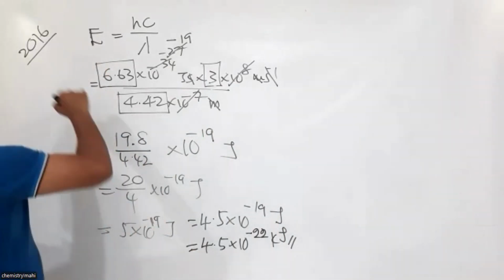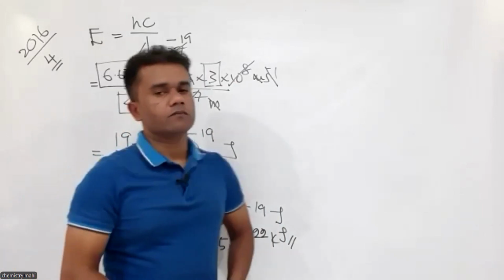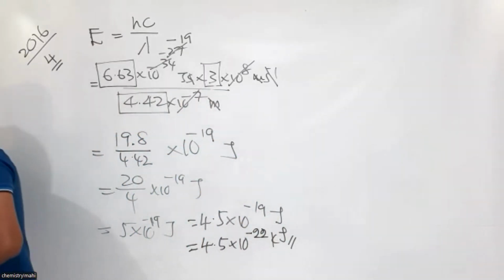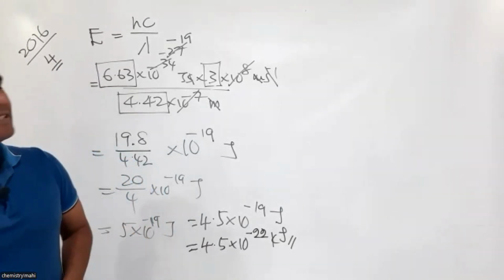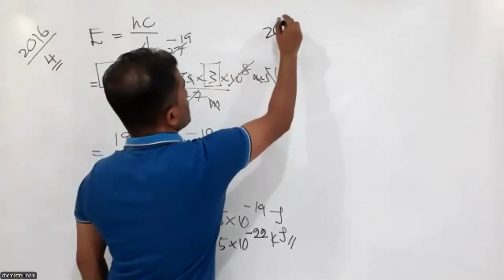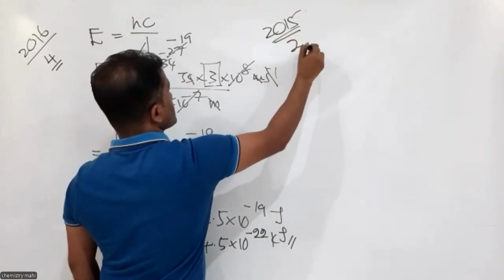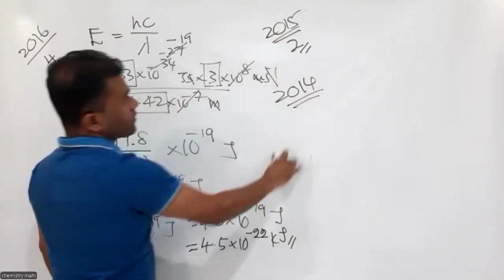So for 2016, the correct answer is the fourth one. Let's go to 2015. It's easy because a direct answer is there. Plum pudding, J.J. Thomson. Anyone can answer that one if you remember this one. 2015, plum pudding, it's J.J. Thomson, means it's the second answer. Let's move to the 2014 question.